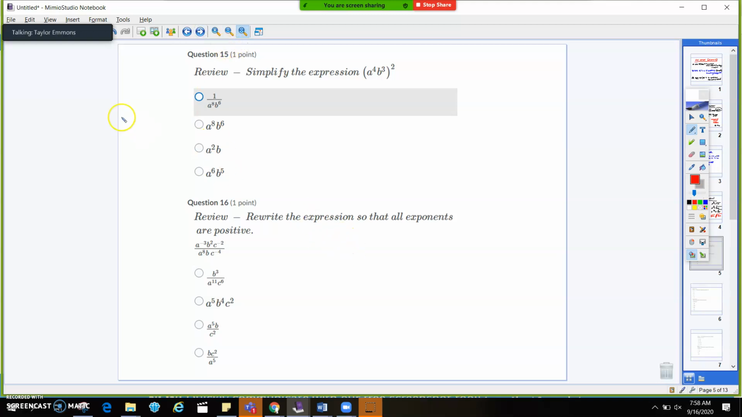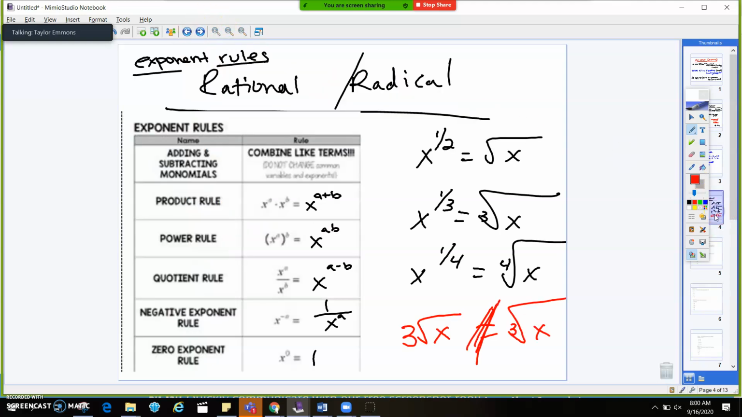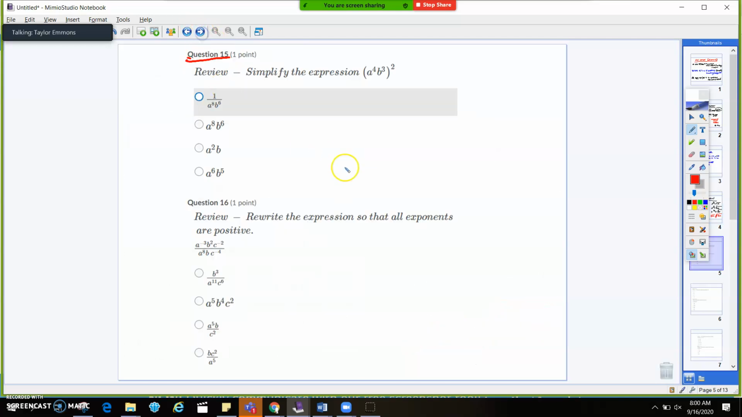All right. So, these are a little bit out of order just because I want to hit some of the important stuff earlier on. So this is question 15 from your review. It says simplify the expression. Okay, so we've got this a to the fourth, b to the third, squared. Now, we learned from our power rules, we've got a power of a power. So that means that we're taking an exponent and we're raising it to another exponent, which means that we're going to multiply those numbers together. But if we do it to one term, we have to do it to the other.